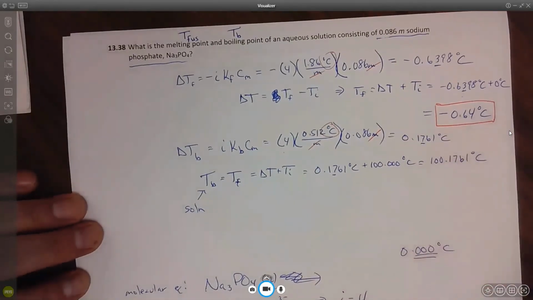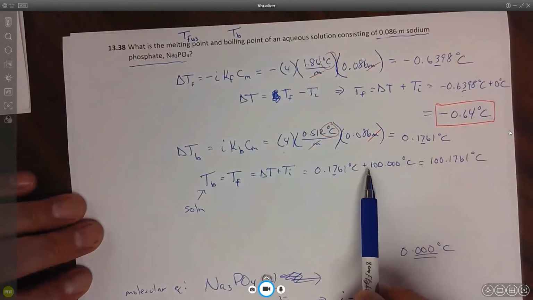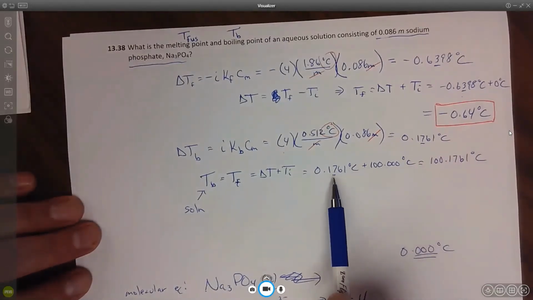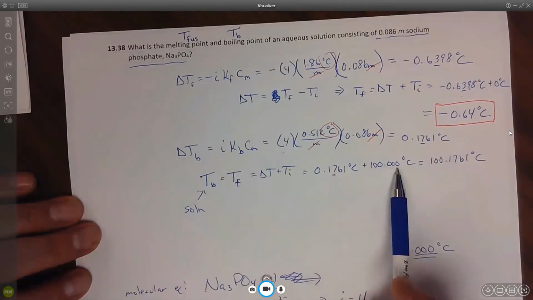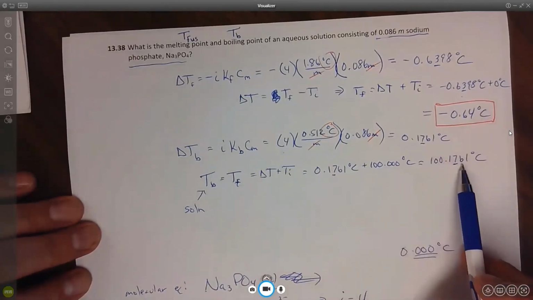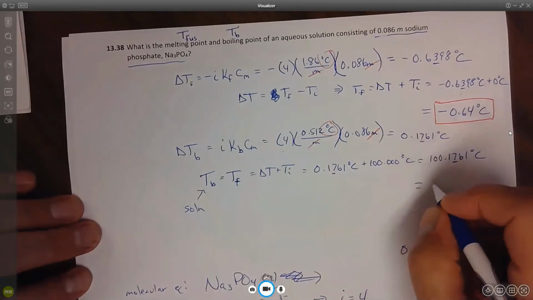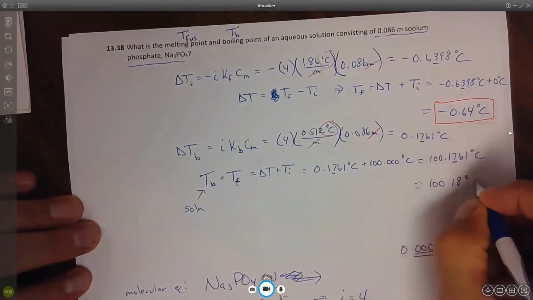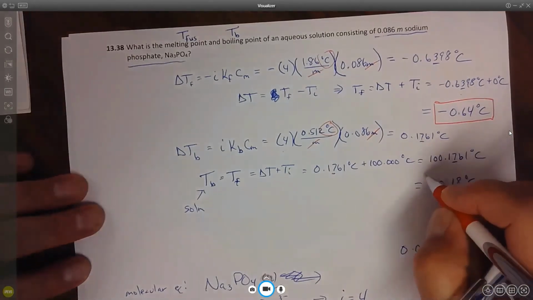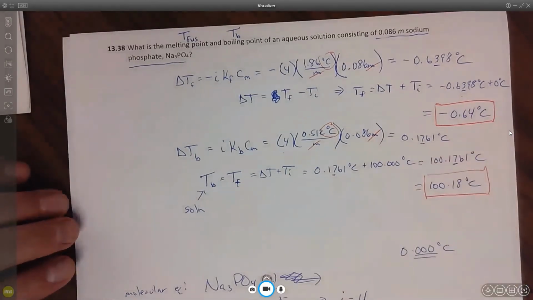Since we're adding and subtracting, this will come out to be 100.1761 degrees Celsius. Now, since we're adding and/or subtracting, we're looking for the measured value with the fewest number of significant digits. Now, this has 4 digits, but we put an underline there to indicate that only the second one was actually significant. So that has 2 significant decimal places. This has 3. So our answer can only have 2. The digit past that is 5 or greater, so we'll round up. And so it'll be 100.18 degrees Celsius would be the boiling point of our 0.086 molar sodium phosphate solution.